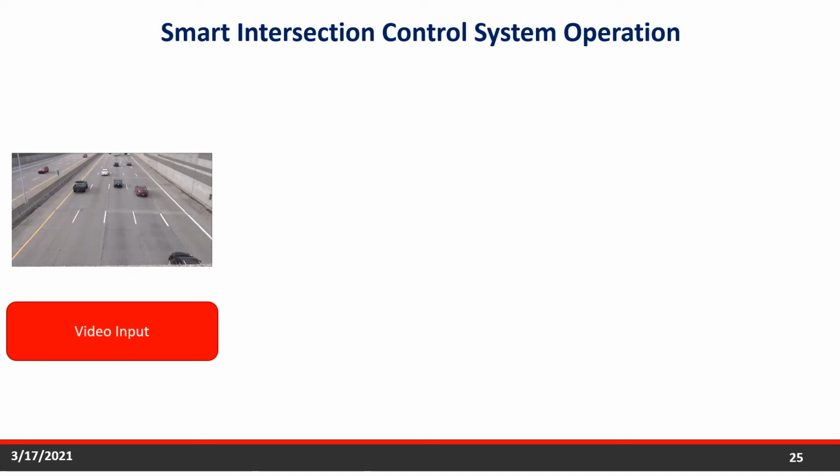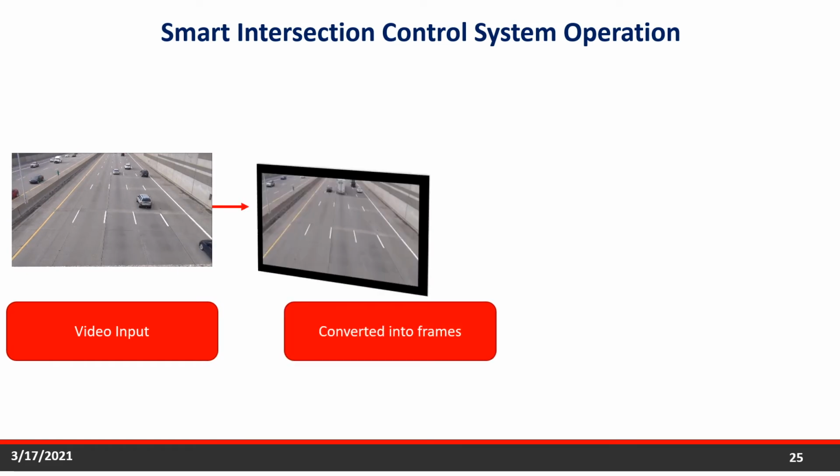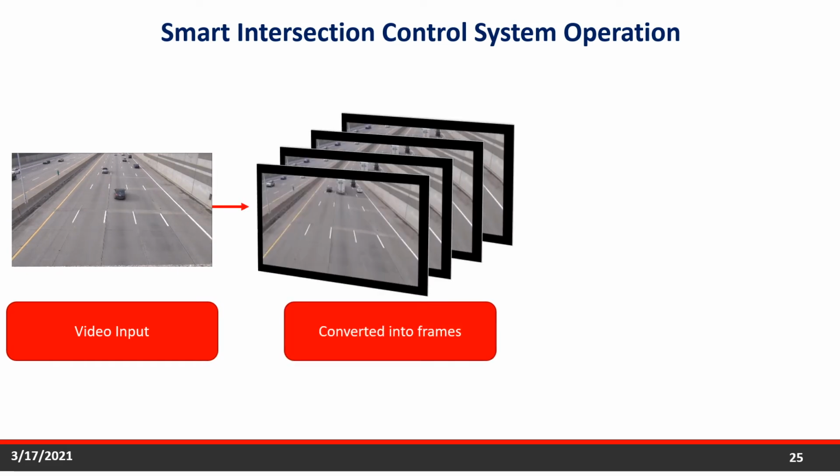Now we discuss the system's operation. The system requires a video source as an input. It could be a live traffic stream or could be pre-recorded videos. Each video is converted into a series of frames.